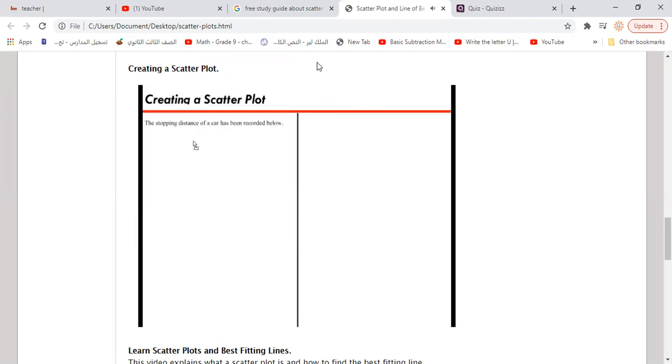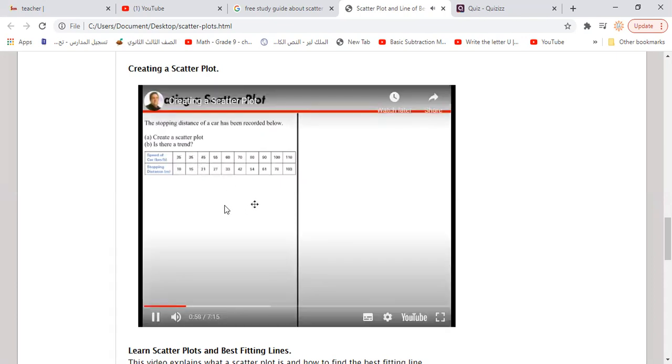The stopping distance of a car has been recorded below. In A, create a scatter plot. Then in B, we're going to look at the scatter plot and ask ourselves, is there a trend? Do we see anything? We've been given the results of the study in a table, where the first row is the speed of the car, and the second row is the stopping distance in meters. So we have a bunch of ordered pairs that go together. We need to put those on a scatter plot first in A.